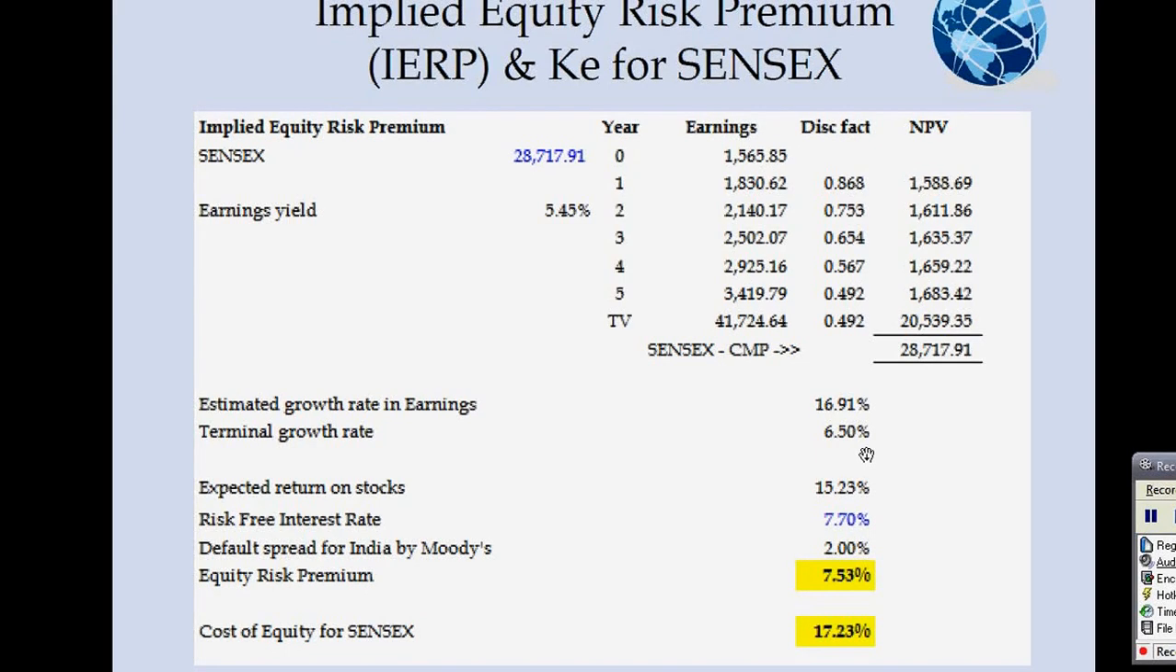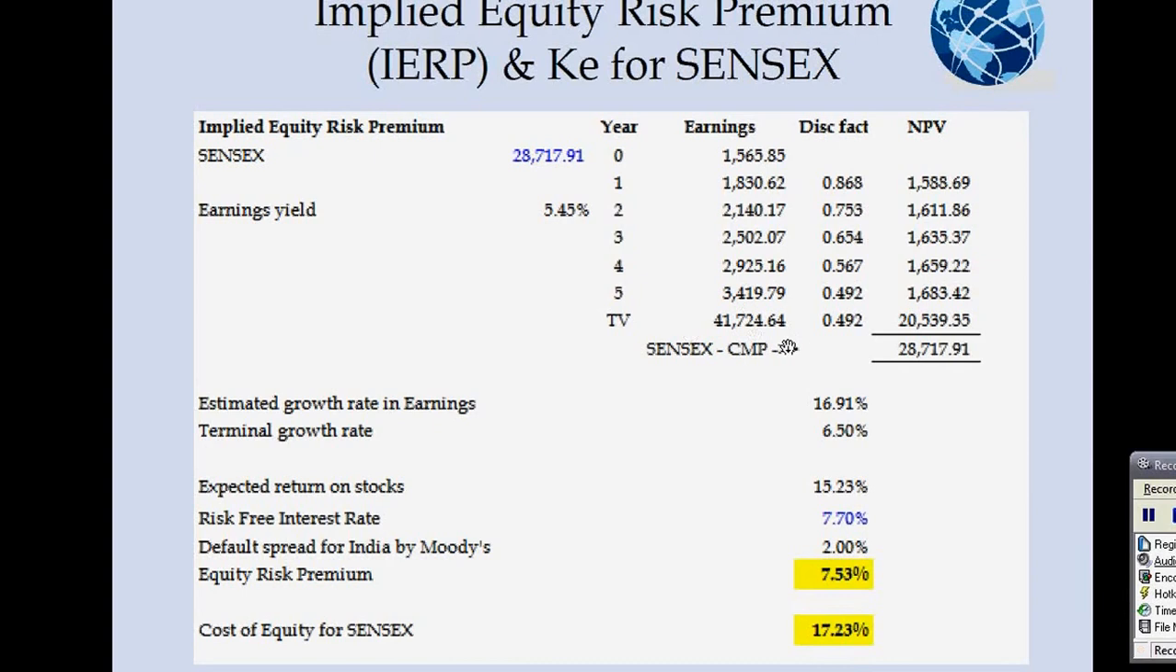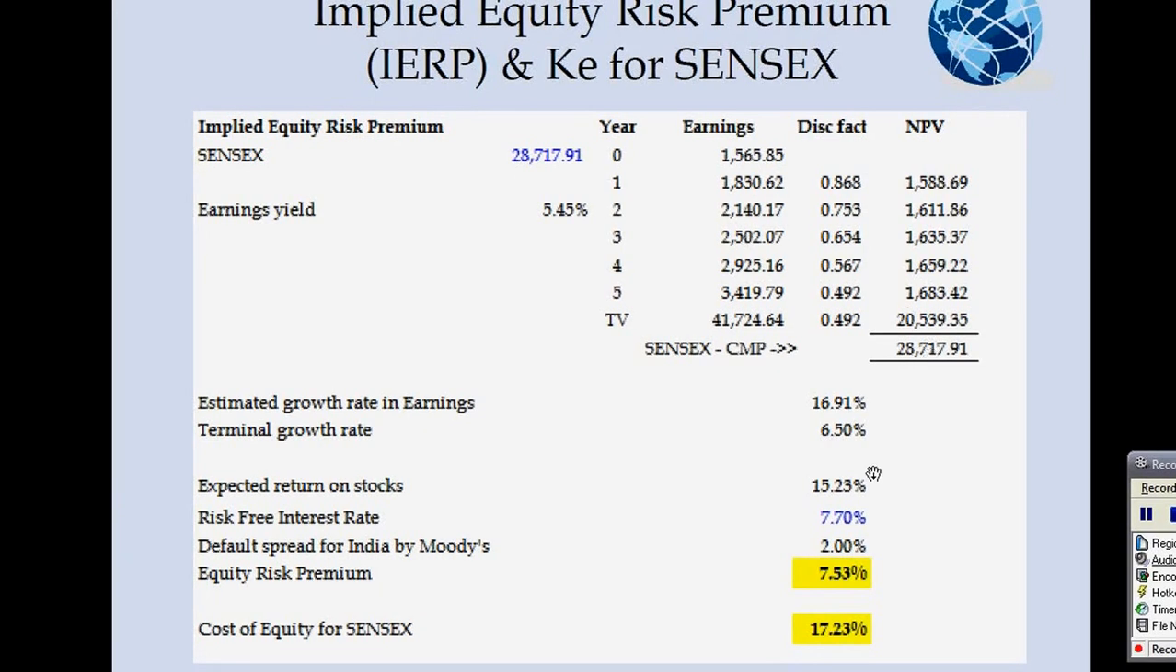I think 6.5% GDP growth is a very nominal expectation. So we assume 6.5%. With this, we calculated the terminal value and we are discounting it back to the present value using 15.23% as the discount rate. When we work backward, we match this with the current market price of SENSEX. So we get 15.23% as the expected return on stocks, which is the discount rate for the entire calculation.